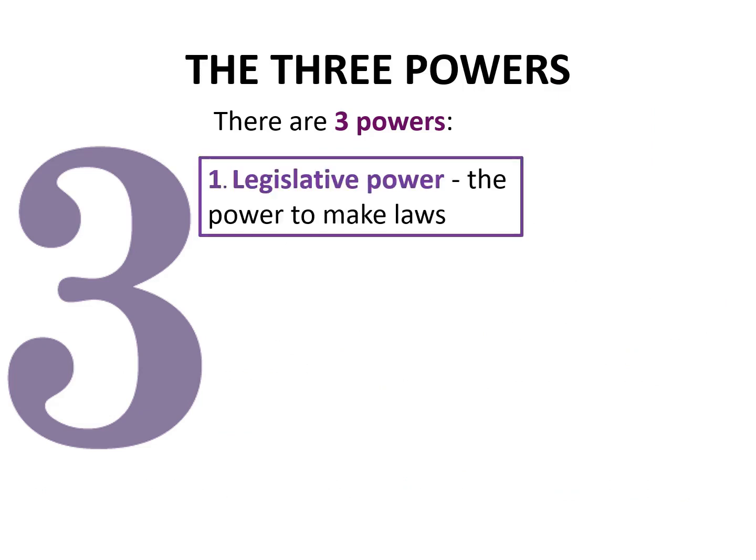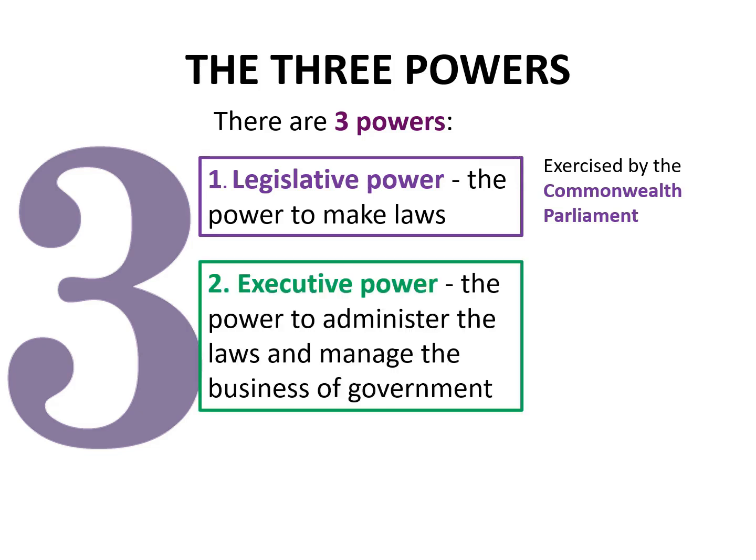The first type of power is legislative power. Legislative power is the power to make laws. This power is exercised by the Commonwealth Parliament. The second type of power is executive power. Executive power is the power to administer the laws and manage the business of government.